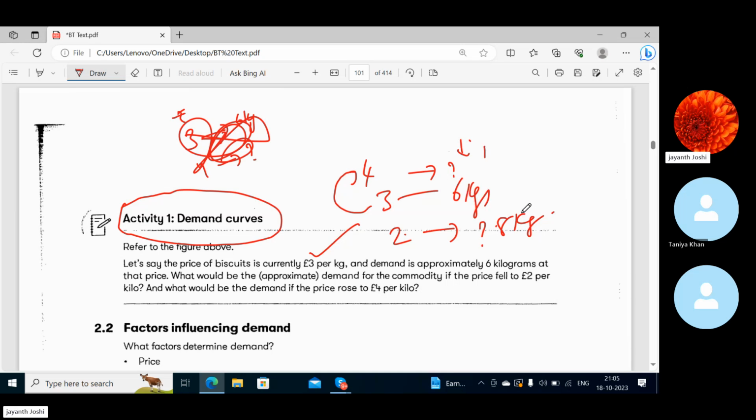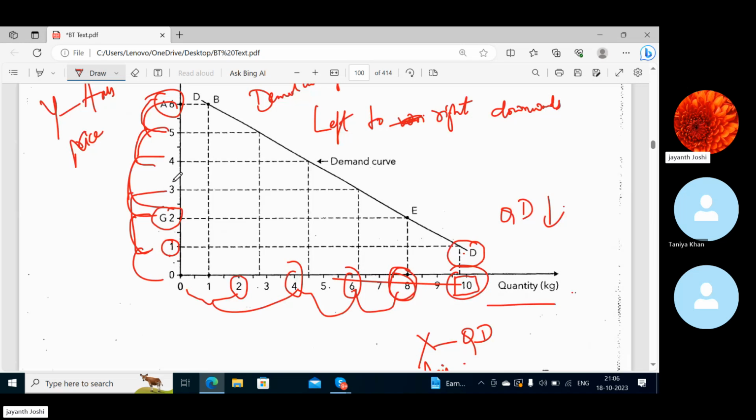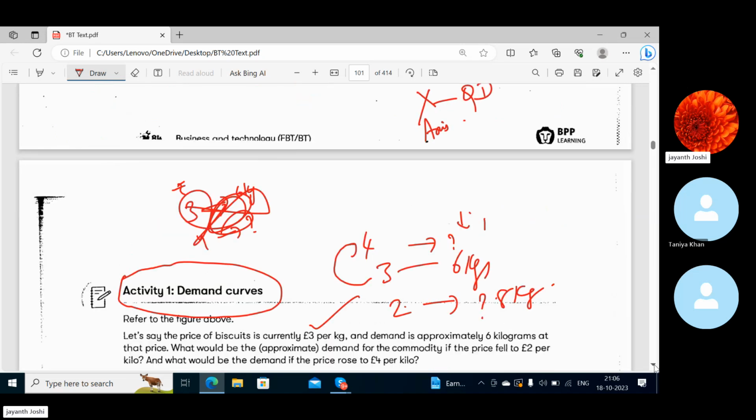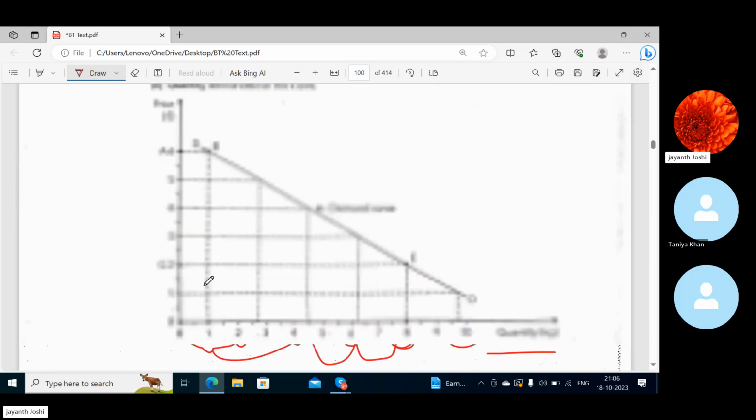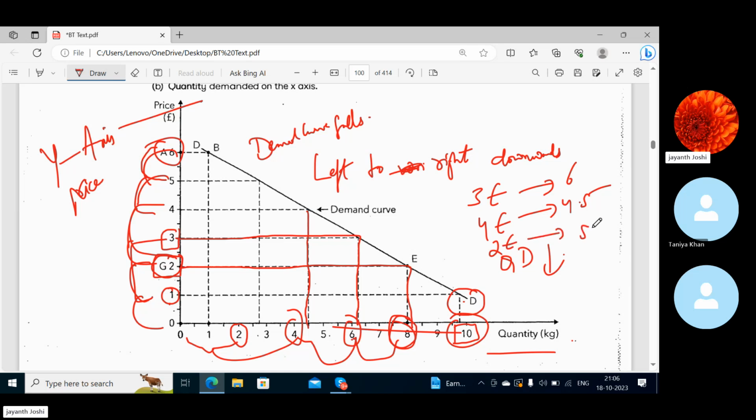So simple examples you can put, right? Don't worry about this. This is based upon this figure. I'll show the figure. You can answer, very simple. When the price was 3 rupees, the quantity demanded was 6, right? When the price is 4, the quantity demanded is 4.5. And when the price is 2, the quantity demanded is 8. That's it. Okay, activity is done.